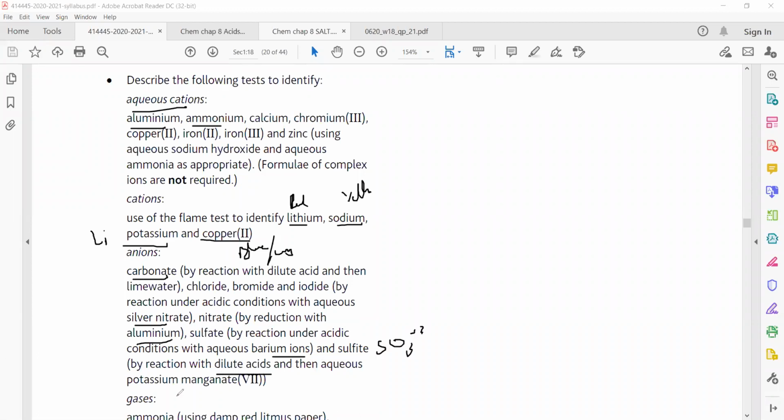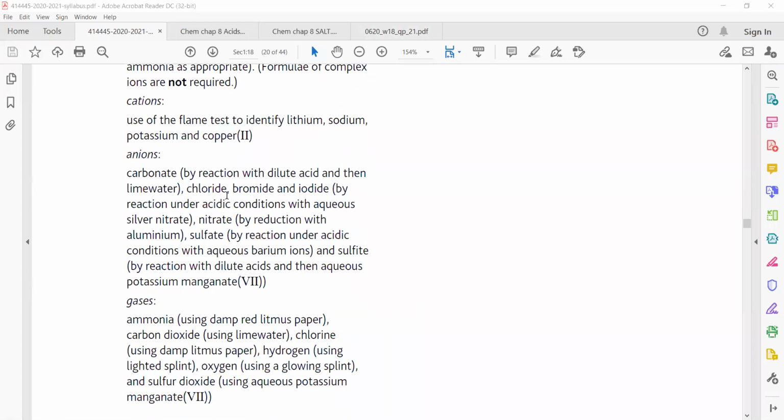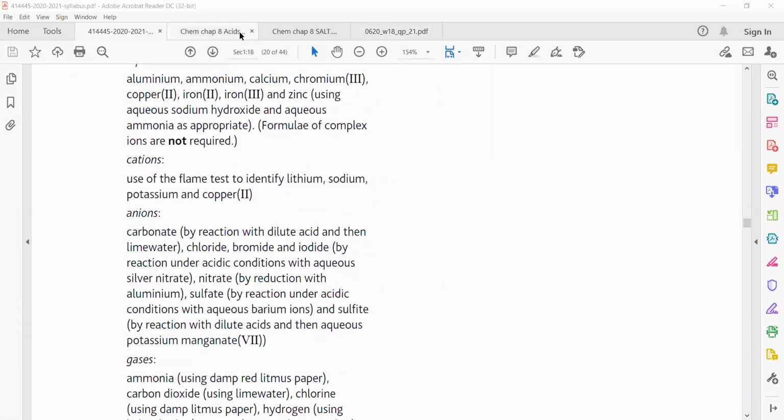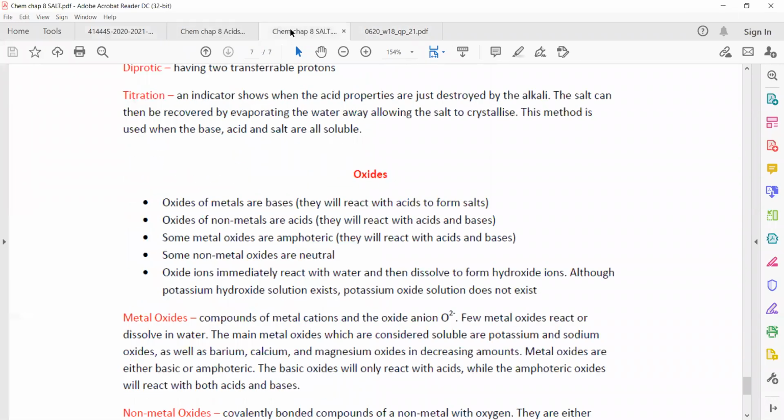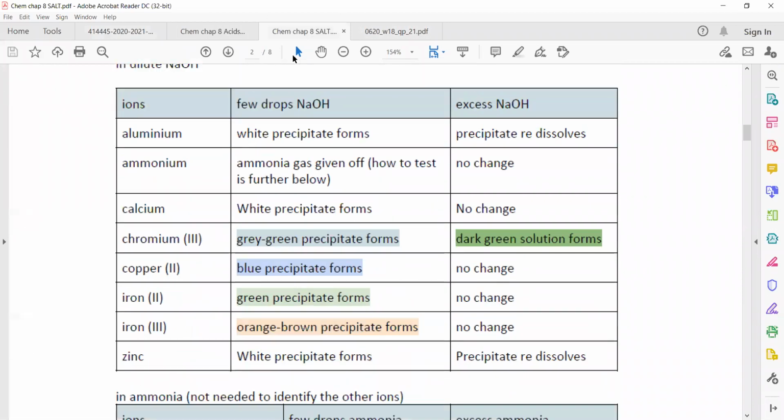We add hydrochloric acid and aqueous potassium manganate, and the color change we observe is purple to colorless, which releases sulfur dioxide. So these are the tests for the ions. You have to learn this table if you want to obtain an insoluble salt from a base.